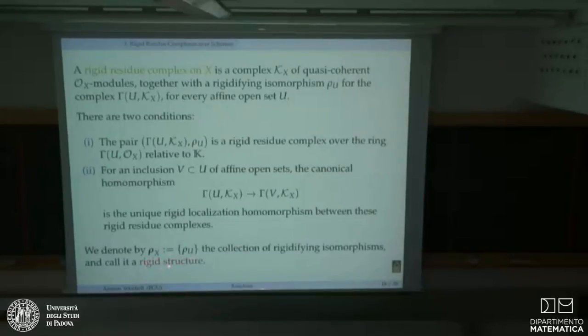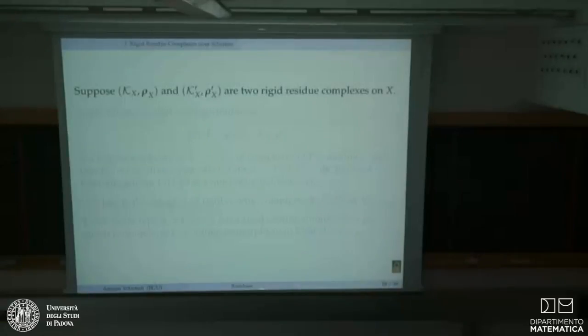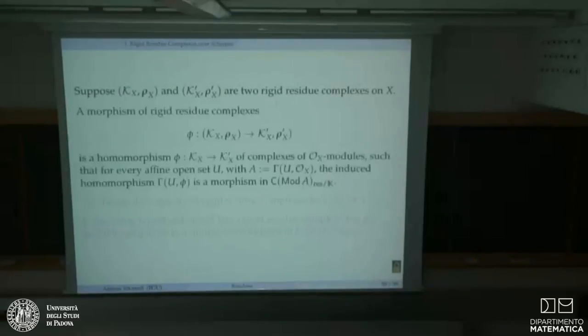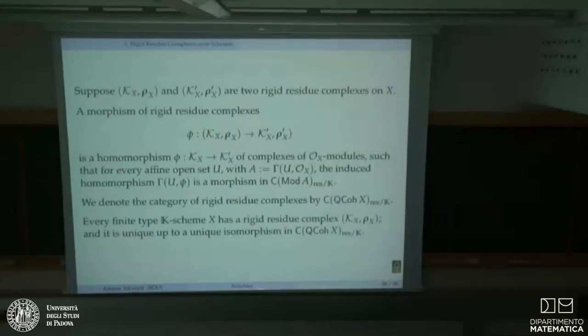The collection of all these is called a rigid structure, and a rigid morphism, again, is just like in the affine case: a homomorphism between this quasi-coherent sheaf and this one that commutes with the differential, such that on every affine open set, the restriction of this homomorphism respects the rigid structures. So the homomorphisms are global quasi-coherent, and the checking is done separately on every affine open set. And so we have a category like this, again, very rigid. A little theorem, not difficult, says that every scheme has one and it is unique.